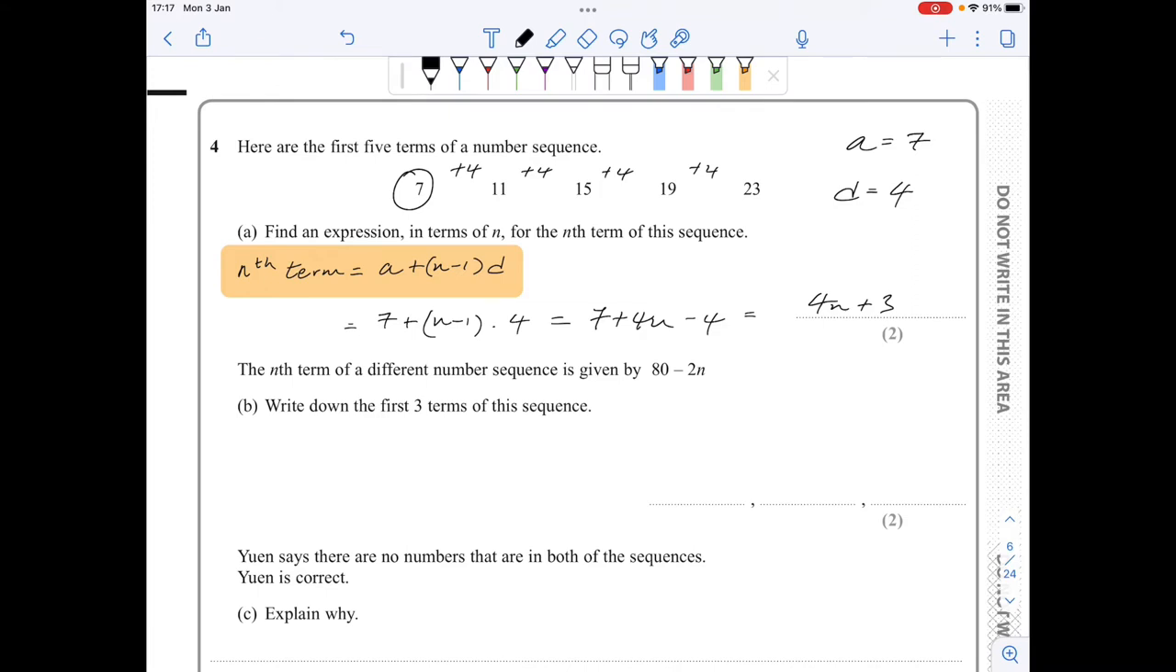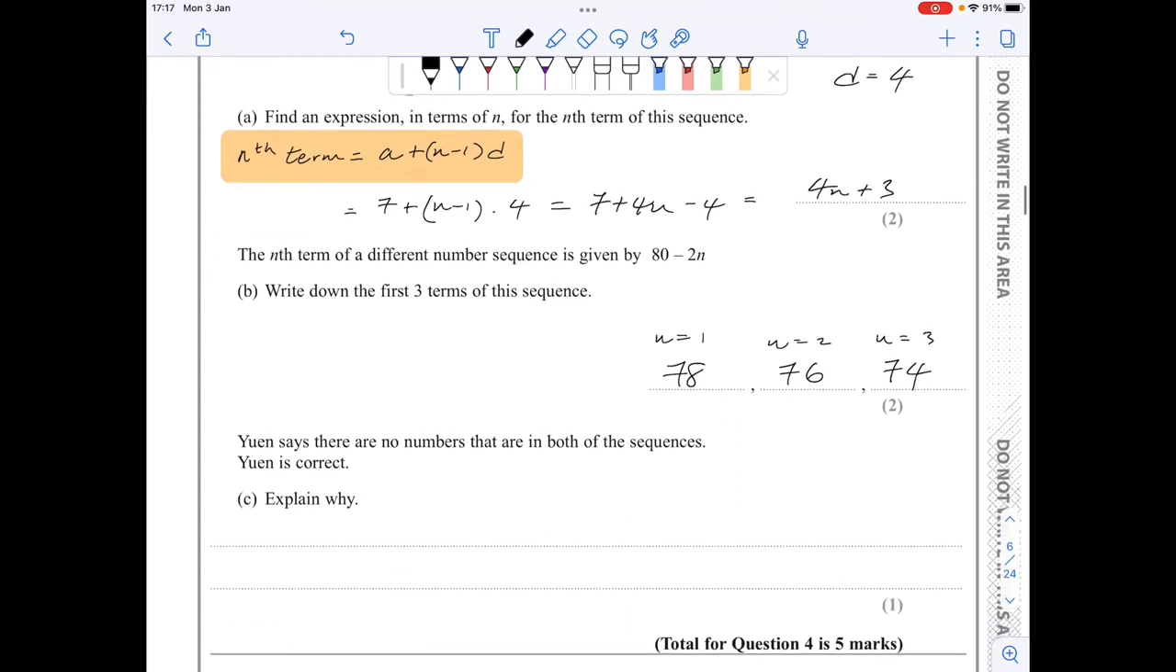For part B, I'm given a different sequence. I need to find the first three terms, so I'm going to substitute n is 1, n is 2, and n is 3, and I'm going to get 78, 76, and 74. Question C says there are no numbers that are in both of the sequences. Explain why, and the reason is that the first sequence is only odd numbers and the second sequence is only even numbers.